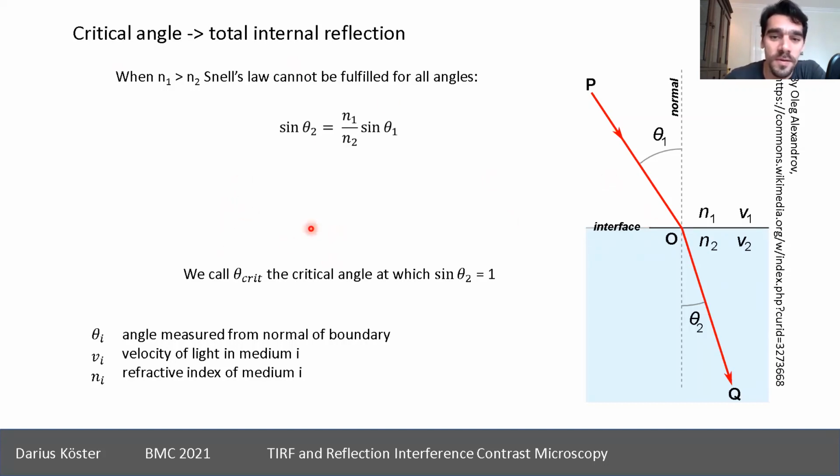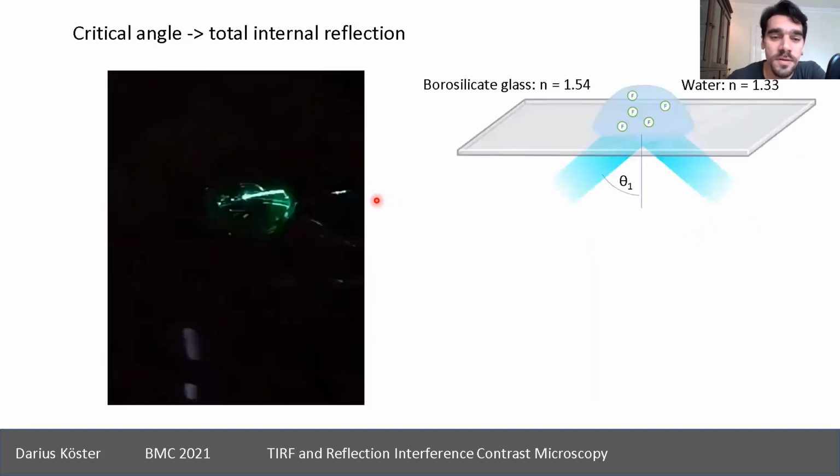So the critical angle is when we put the critical angle θ1 in here, that this factor becomes 1. And this is our angle at which total reflection will occur. And just to show you how it would look like, here is a little video I took on the microscope.